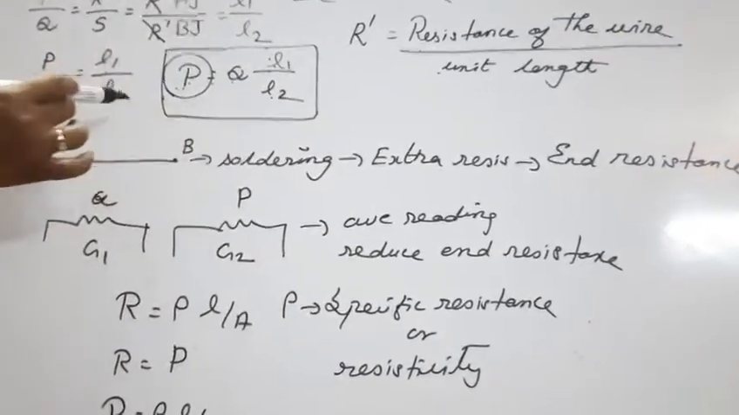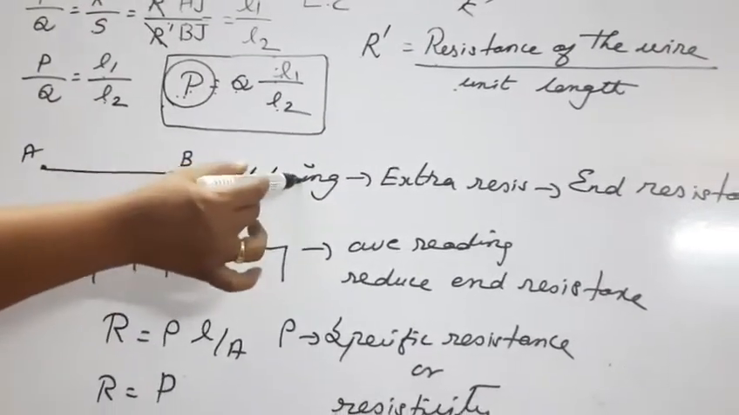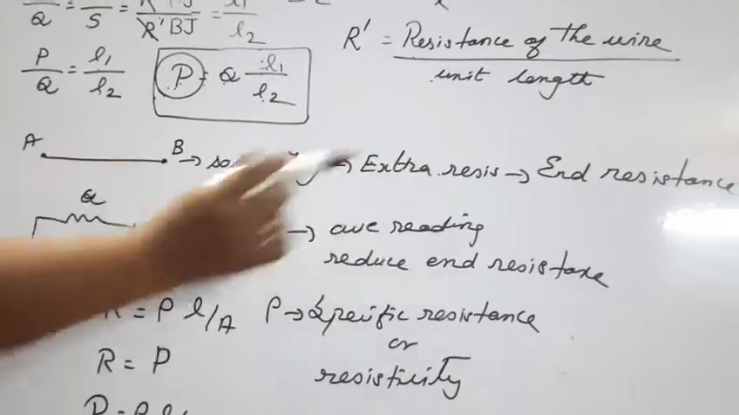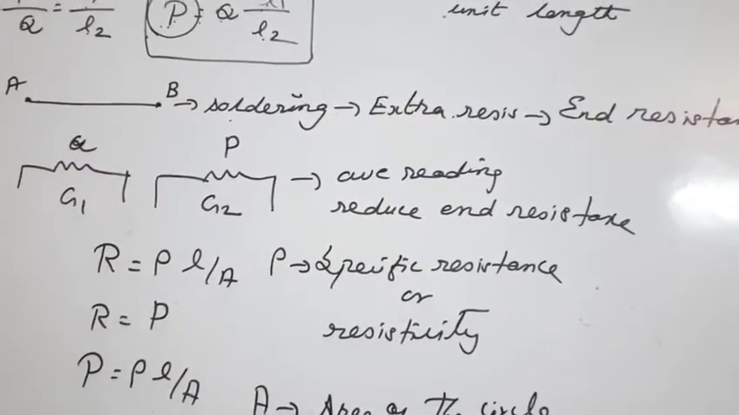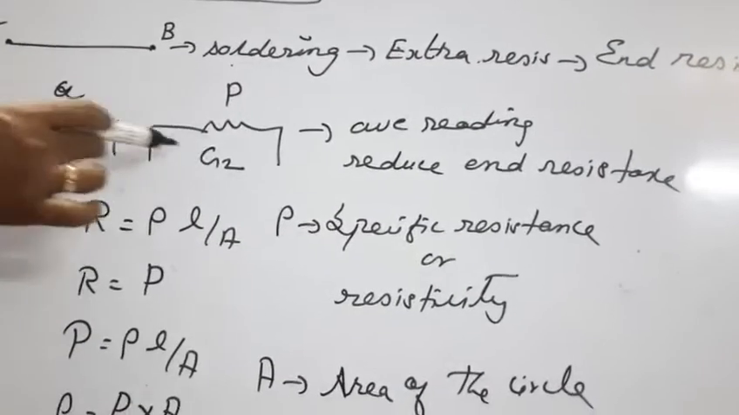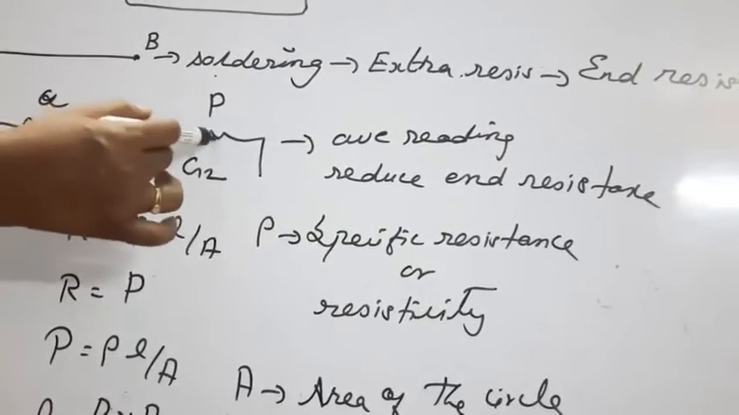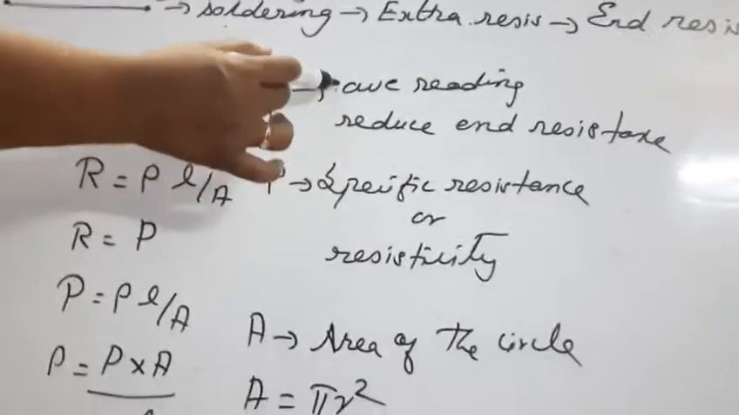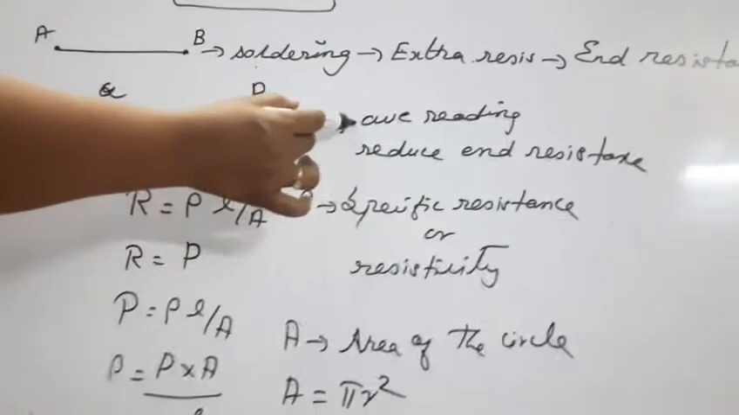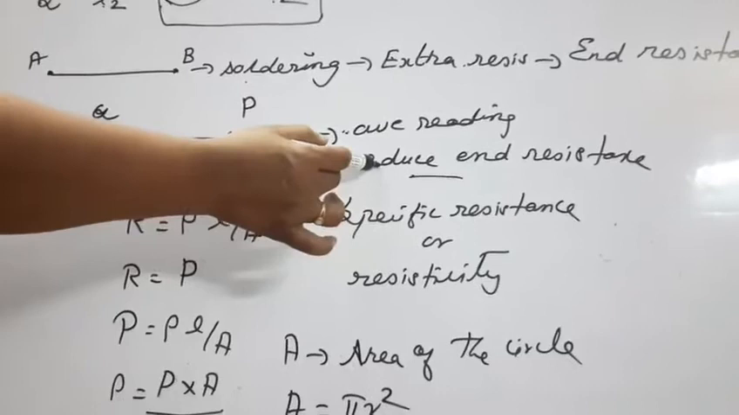And next, in this wire at A and B some soldering is there. Soldering means some extra resistance is there, so that resistance is known as the end resistance. This error can be overcome by interchanging P and Q and taking another reading, and afterwards we take the average reading, and this value reduces the end resistance.